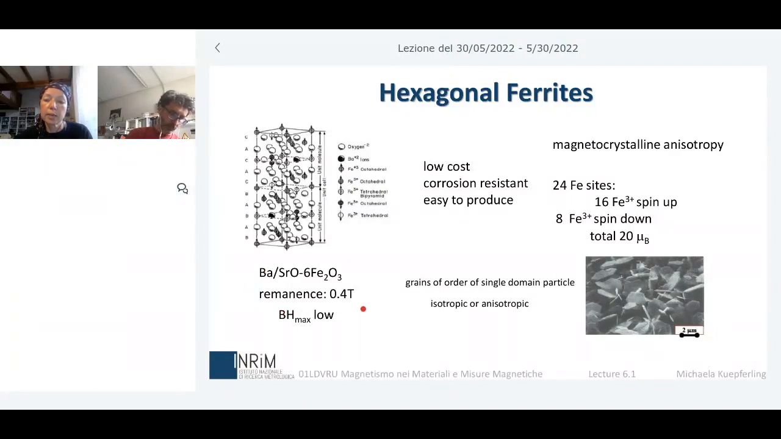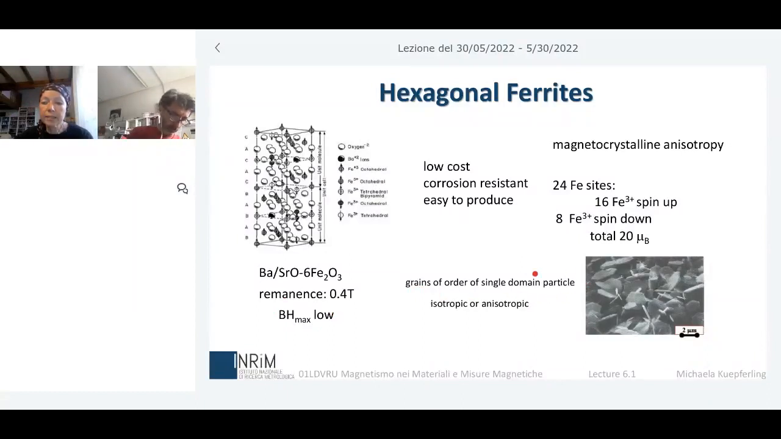So we reach only a remanence of 0.4 Tesla. And this is due to the fact that here we speak about ferrimagnetism. So these are ferrites with a ferrimagnetism. We have 24 iron sites, 16 of them have spin up and 8 of them have spin down. So this gives you a total magnetic moment of the unit cell of 20 mu Bohr. And this is relatively low. And also for this reason, BH max is not the best one.